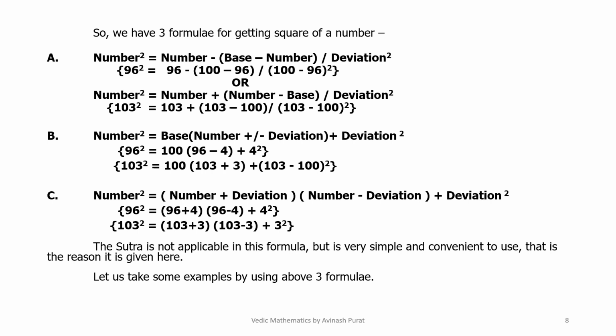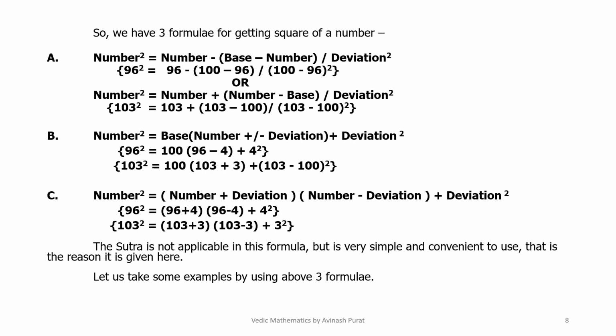A, first formula: number squared equals (number minus base) stroke (number stroke deviation) squared. Example, 96 squared equals (96 minus 100) stroke (100 minus 96) squared. Or number squared equals (number plus (number minus base)) stroke (number minus base) squared. So example, 103 squared equals (103 plus (103 minus 100)) stroke (103 minus 100) squared.